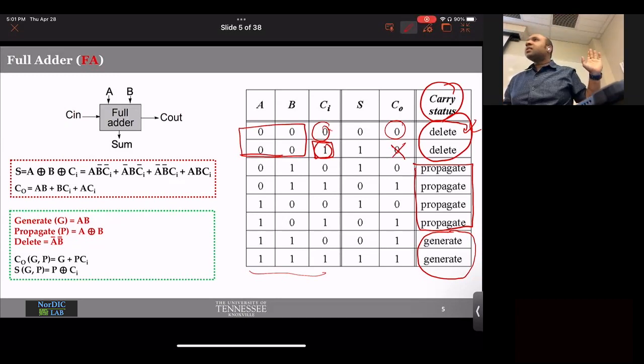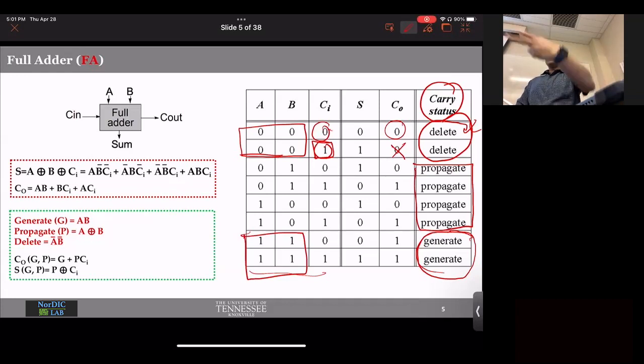Am I making sense? This is too much into computer science. This is a computer engineering course. I'm not going to go into too much detail anyway, but let me give you one more example. Generating a carry. We generate a carry when both A and B are 1. You see that? Both A and B are 1. What do I mean by generate? This is carry in. Carry in was 0, I don't care, generate a carry. Here, carry in was 1, I don't care, generate a carry. That's how they define this.